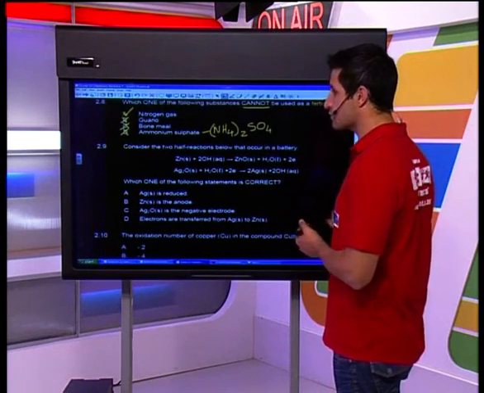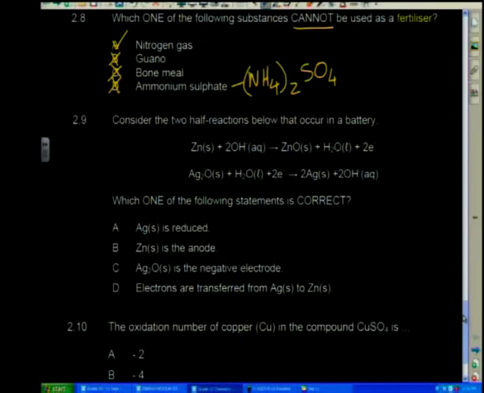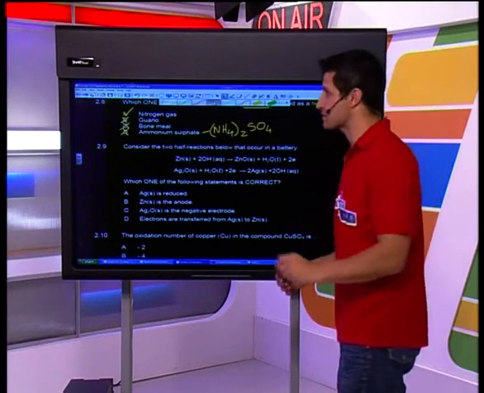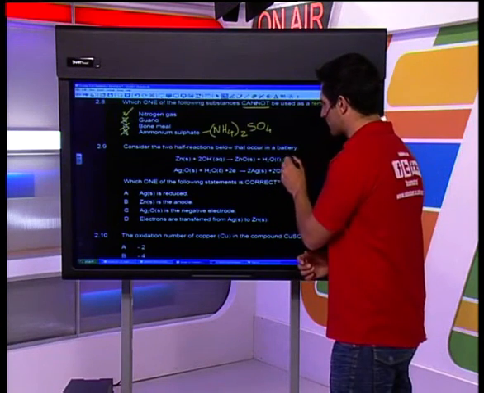Okay, we're into the last two questions. Let's see what 2.9 and 2.10 hold in store for us. I've got to consider two half reactions below that occur inside a battery. I've got to be very, very careful because neither one of these fits on my redox table. So now I've got to start using my brains and see what's going on in each case. It's all about the electrons, and that's all redox chemistry actually is. If you look to see where the electrons are, that'll tell you a lot.